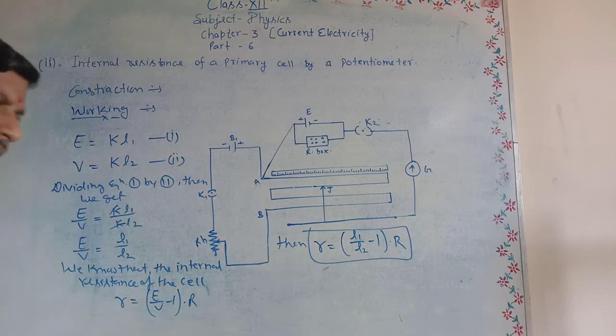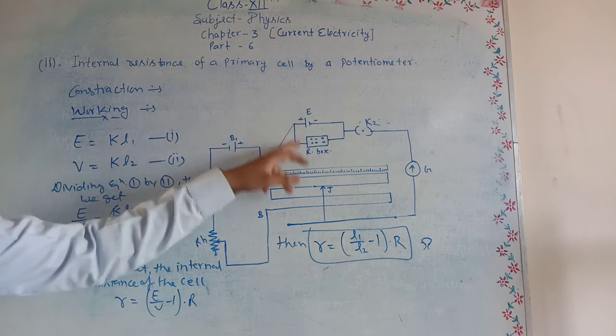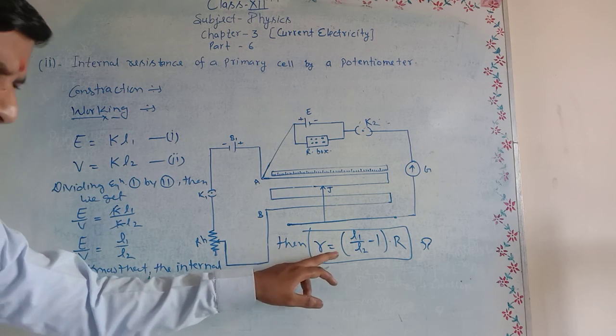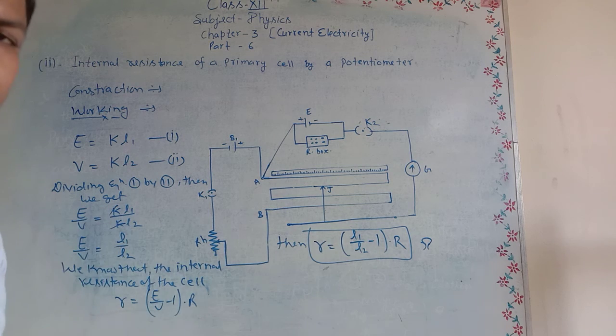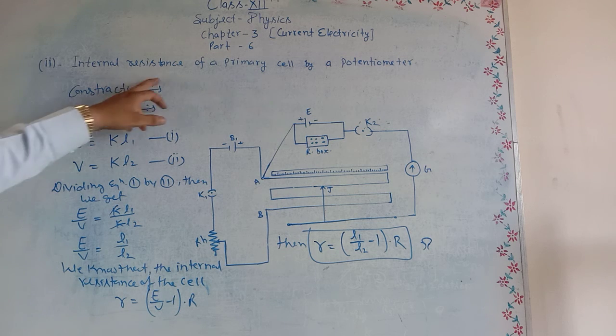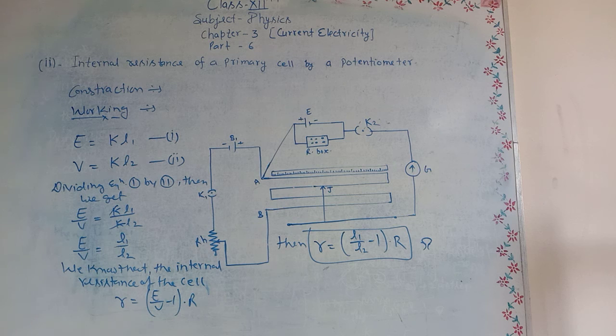So dear students, thus we have determined the internal resistance of the cell by this formula: r is equal to (L1 upon L2 minus 1) into R, to determine the internal resistance of a primary cell by a potentiometer. I hope you are understanding how to find the internal resistance of a primary cell by a potentiometer. Okay students, goodbye.